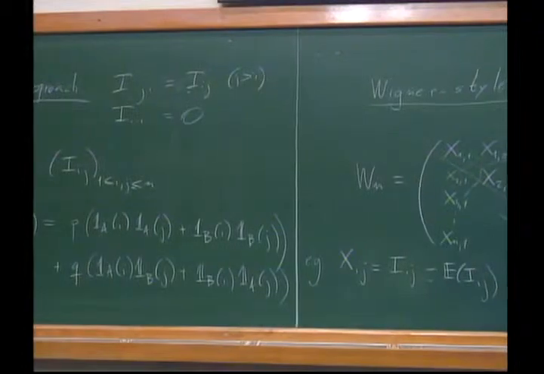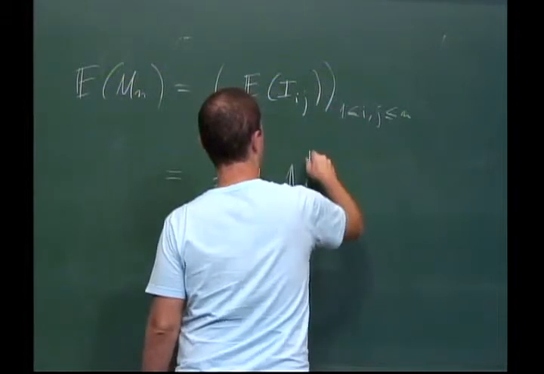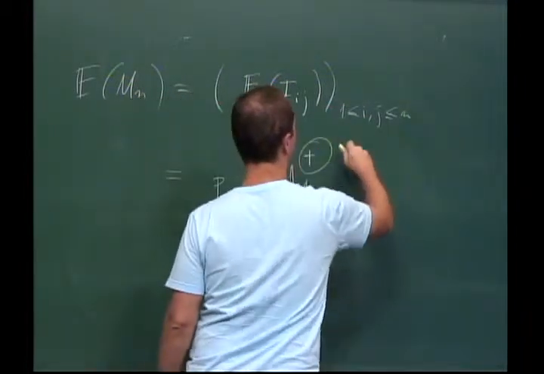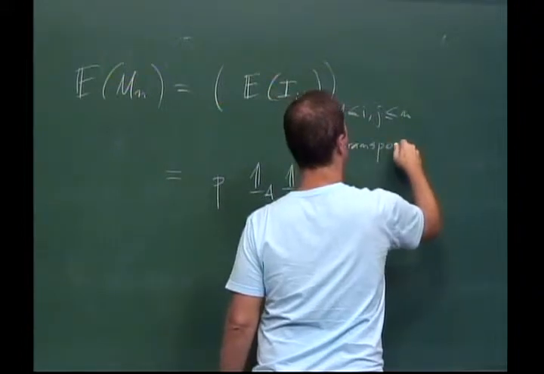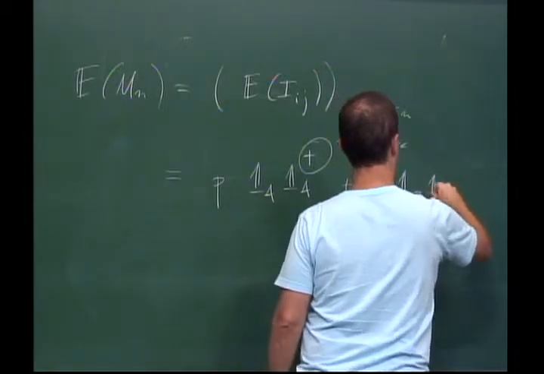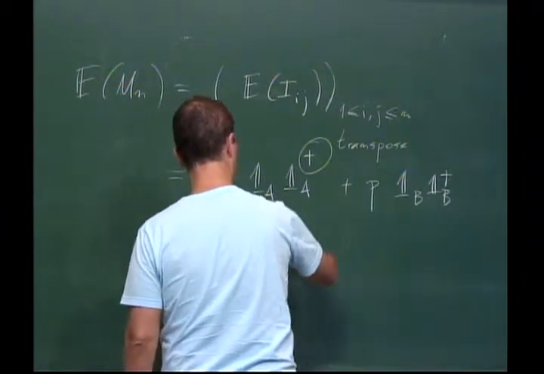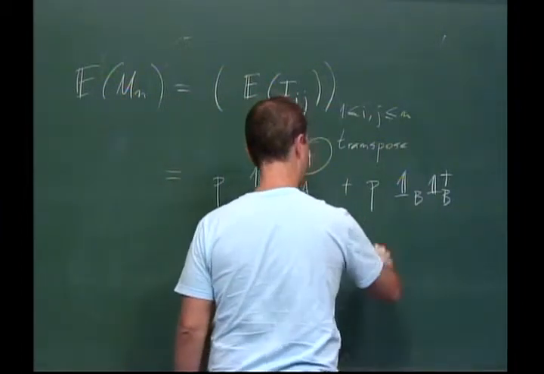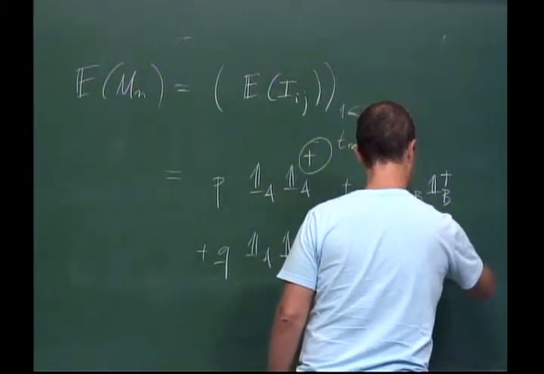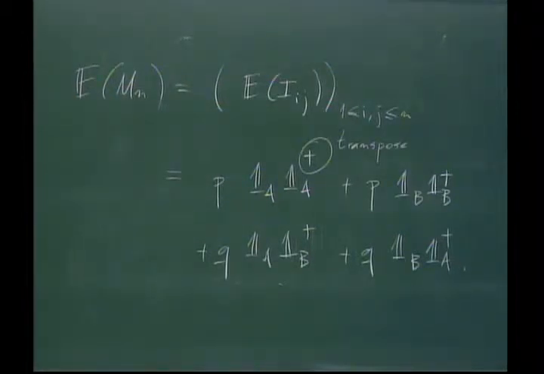You can write it in the following form. So it's P, indicator of A, indicator of A transpose, and let me emphasize that this is a transpose, plus P, indicator of B, indicator of B transpose, plus Q, indicator of A, indicator of B transpose, plus Q, indicator of B, indicator of A transpose. And now I'm telling you this is true. What do we need to do to prove that this is actually true? Well, we just need to check things, right?